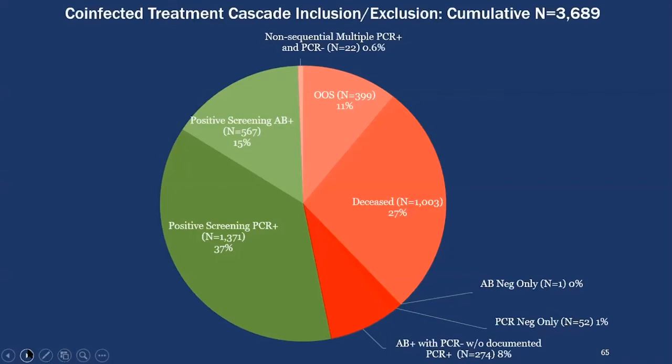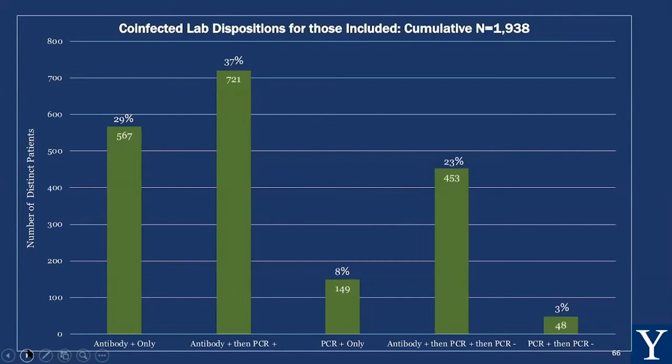Next slide. So we took those folks in the green, and we tried to look at what is their status. So that's 1,938 cases in this cumulative look. And so these include antibody positive only. We don't know their PCR status. Antibody positive, then we knew they had a positive PCR, so clearly chronically infected people. There's a sprinkling of cases that are PCR positive only, so it looks like they're chronically infected. And then we have people who are antibody positive, PCR positive, then turn PCR negative. So these people look like they're cured.